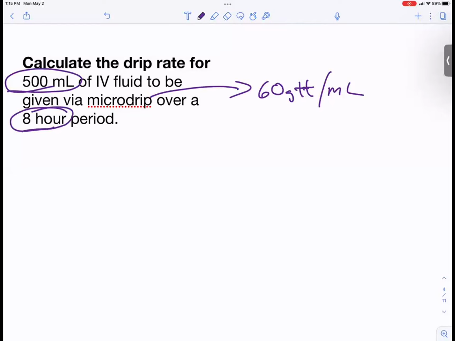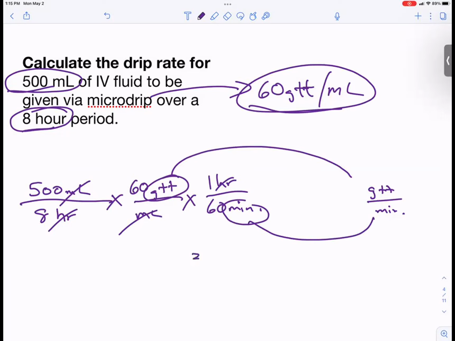1 hour is 60 minutes. Check out my problem. I've gotten rid of my hours. I've gotten rid of my milliliters. I have drops per minute, exactly what I need. So now it's just math. So 500 times 60 times 1 is 30,000.